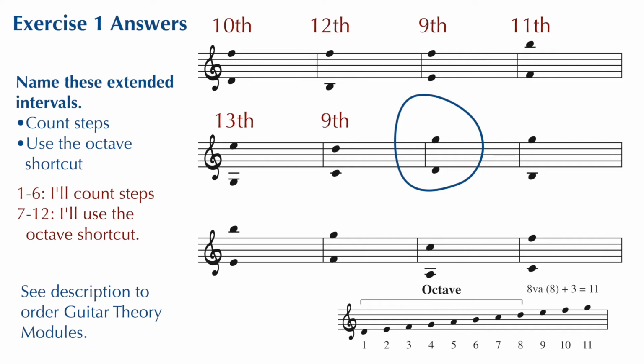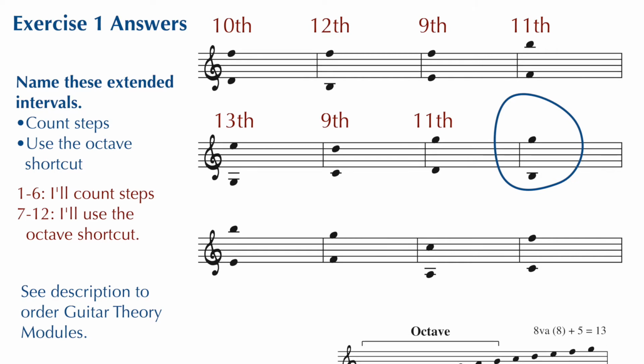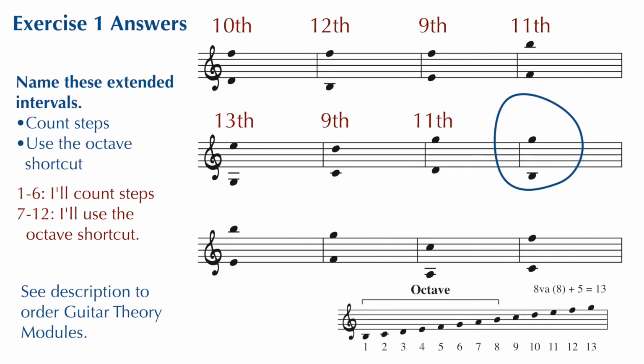9, 10, 11. So from this D to this G is an 11th. Number 8, low B to this G. We take that B, raise it an octave, so there's 8, and then start counting 9, 10, 11, 12, and 13. So from this B to this G is a 13th.